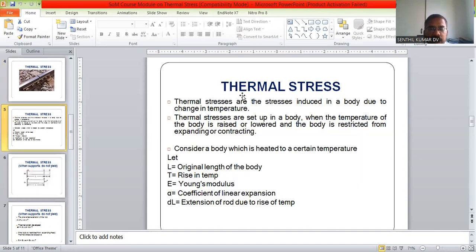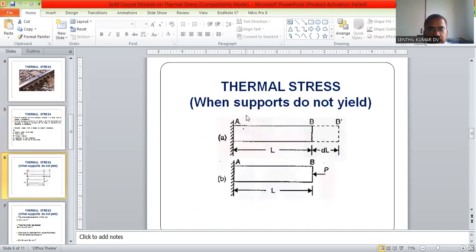So let us now understand the concept of thermal stress. Thermal stresses are the stresses which are induced in a body due to change in the temperature. If the temperature of a body is raised, the body will tend to elongate, and if it is lowered, the body will tend to contract. If it is allowed to expand or contract freely, there will be no issue. But if there is a prevention of expansion or contraction of the body, then it may lead to thermal stress and thermal strain.